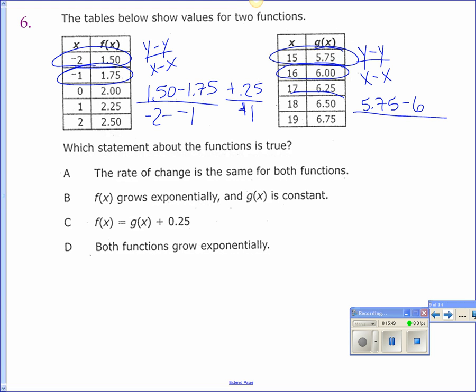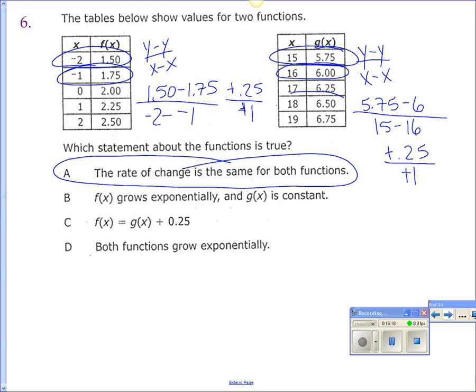Faith, what would you put on the bottom if you pick those two? Good. All right, what are you getting on top? Thank you. What do you get on bottom? And negative over negative turns to a positive. So what do you notice? They're the same. The rate of change is the same. I don't need to check any of the other answer choices. I found an answer that works.